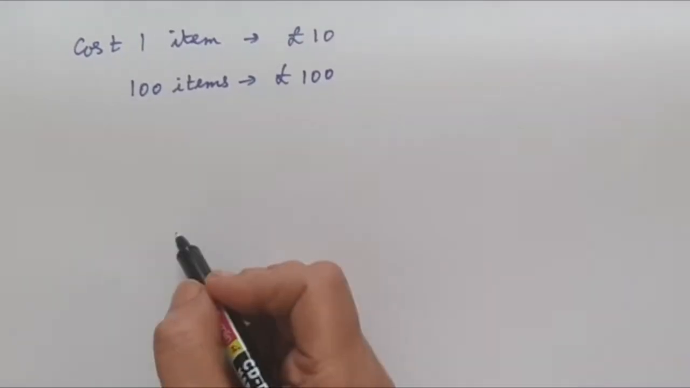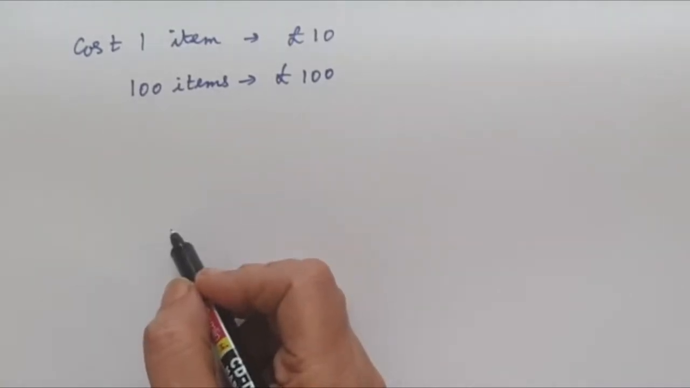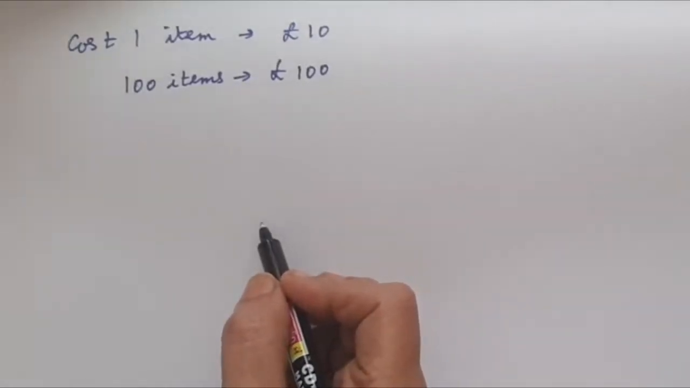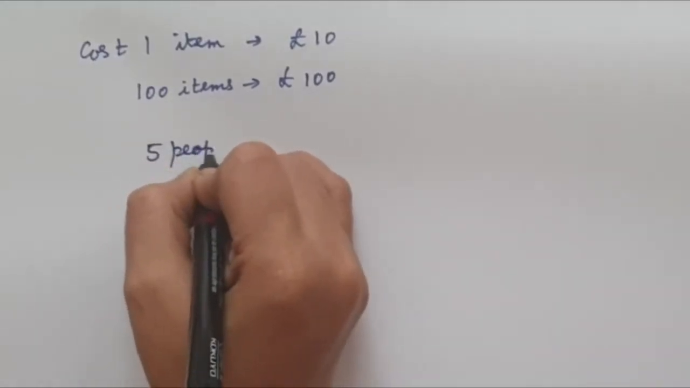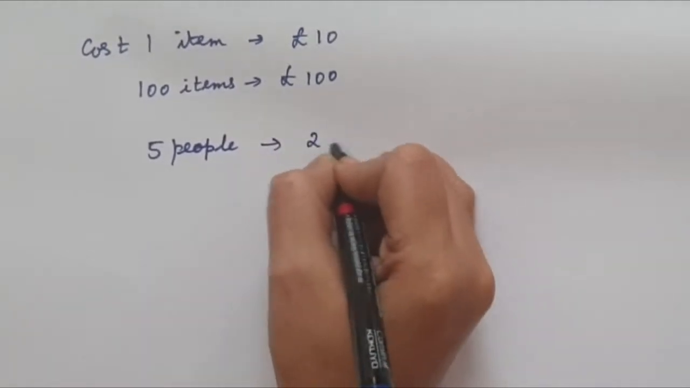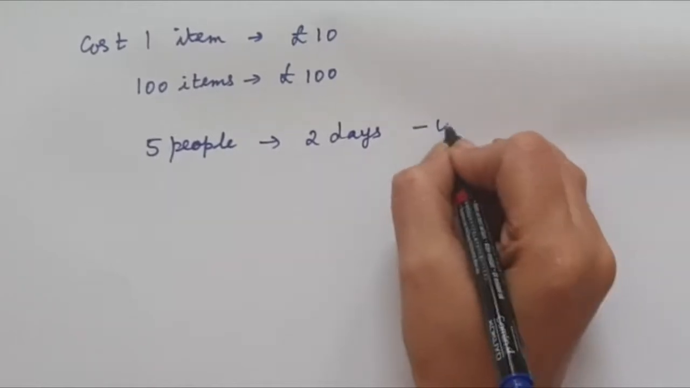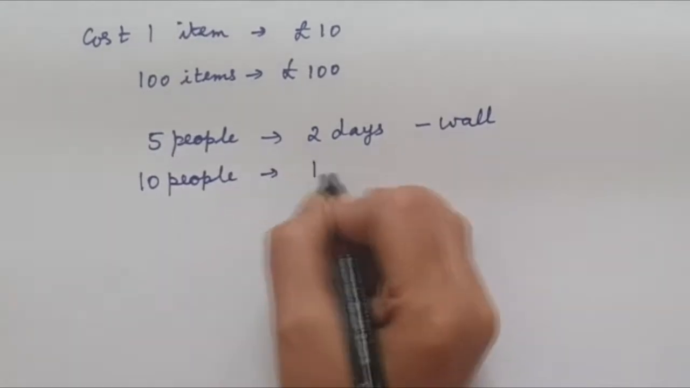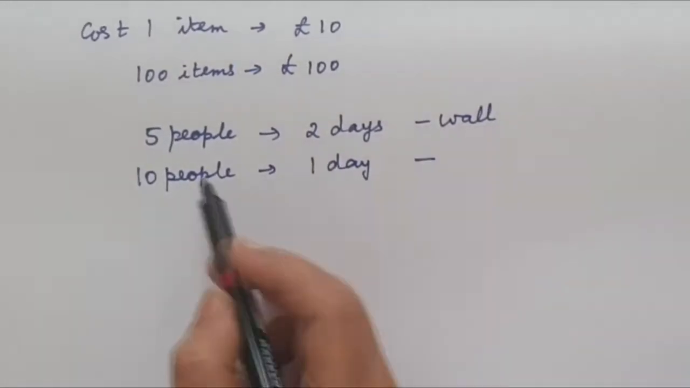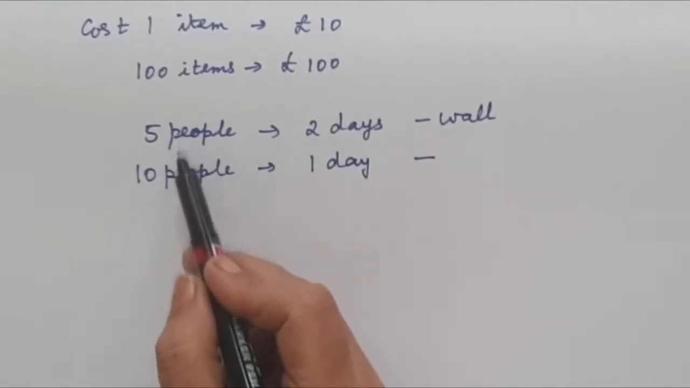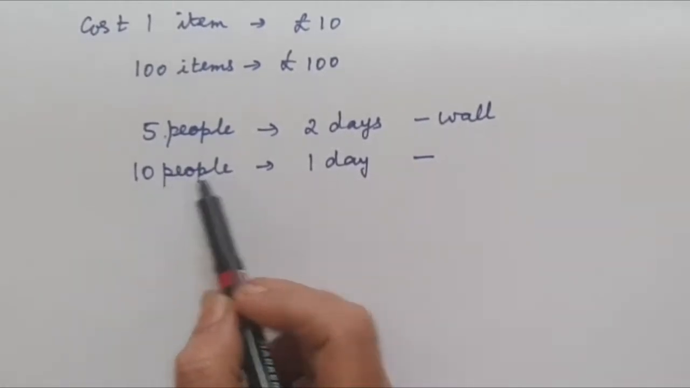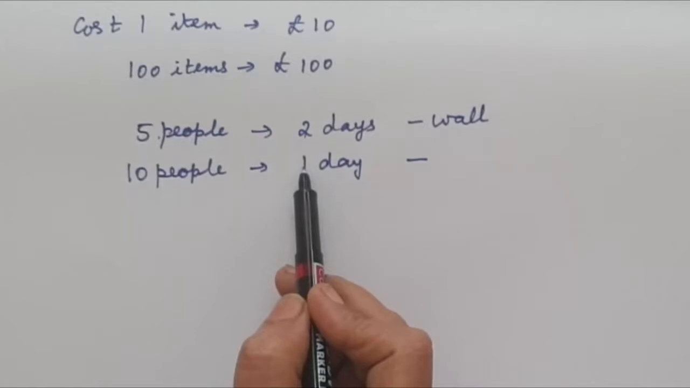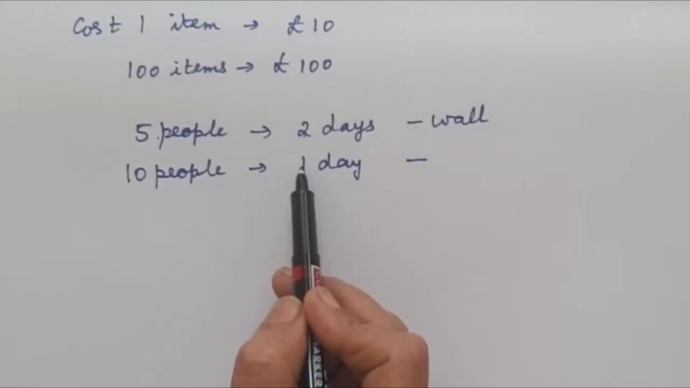The next thing is inverse proportion. When it is an inverse proportion, when one quantity increases, the other quantity will decrease. For example, 5 people work 2 days to build a wall. So if 10 people are involved, it will take only 1 day to build the same wall. So when we check, the number of people is increasing, from 5 it has become 10. But what happens to the days? Days have reduced. So one quantity is increasing, the other quantity is decreasing. So this is called an inverse proportion.